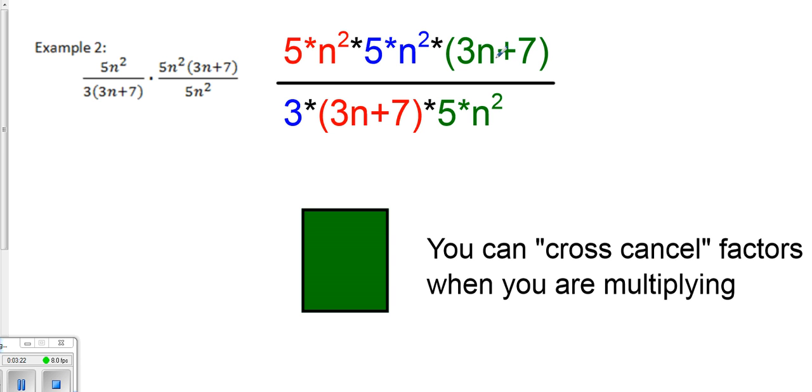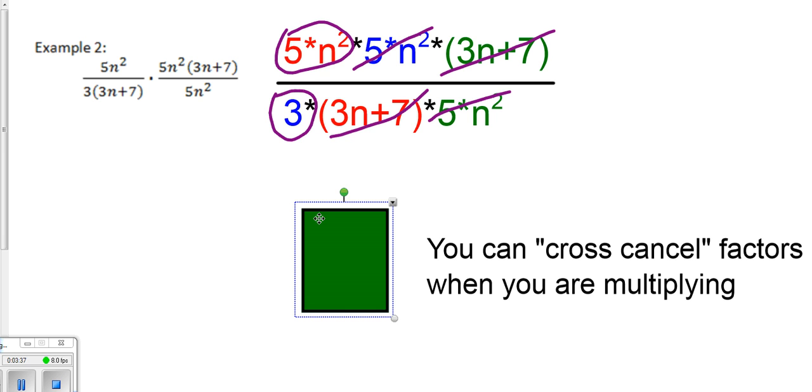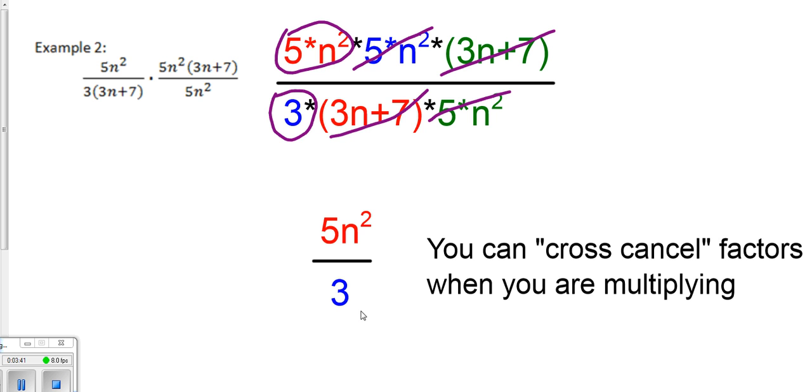Now from here you would say, okay, let's start canceling things out. 3n plus 7, 3n plus 7, a 5n squared and a 5n squared. And all we'd have left is 5n squared on top, 3 on bottom. Which would be true, 5n squared over 3. To simplify this though, instead of having to spell out everything first, you can always cross-cancel factors as you're multiplying. Now you can cancel out right away and simplify, but you can also cross-cancel. So 5n squared and 5n squared, those ones cancel out. But this 3n plus 7 cancels out with this 3n plus 7. In the end, we can see there's nothing left over here. Everything canceled out, and just the 5n squared over 3.